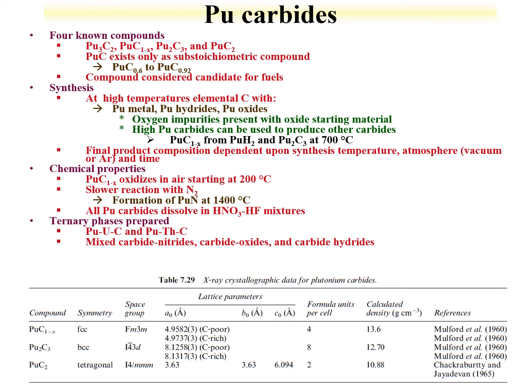Some of the chemical properties: the carbides oxidize in air starting at around 200 degrees. They do react with nitrogen, so this is part of a carbothermic reduction process. So if you wanted to form plutonium nitride, you can take the oxide material, produce the carbide, and then treat that with nitrogen to produce the nitride. Ternary phases of plutonium have been prepared with uranium, thorium, and there are also mixed carbides with nitrides, oxides, and halides.